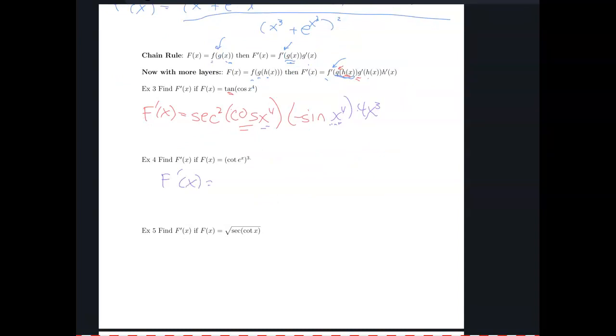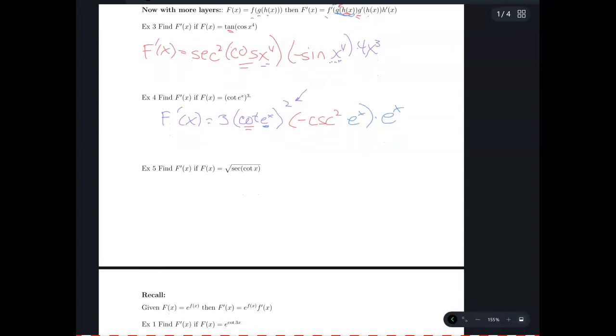All right, let's look at this one. This derivative, I bring the 3 down, subtract 1 from the exponent. That's useful to do so you don't forget. Carry the cotangent of e to the x along. Then I'm going to take the derivative of cotangent, which is negative cosecant squared, and that's where I carry this e to the x along. Now I'm going to multiply by the derivative of e to the x, which is e to the x.